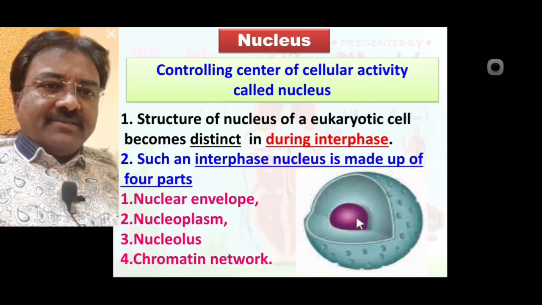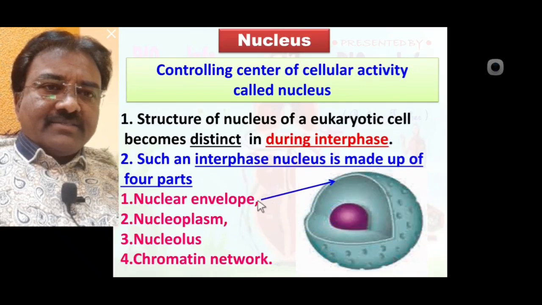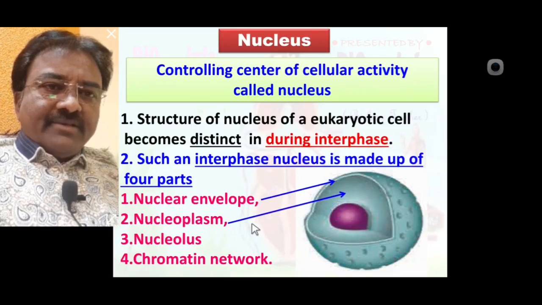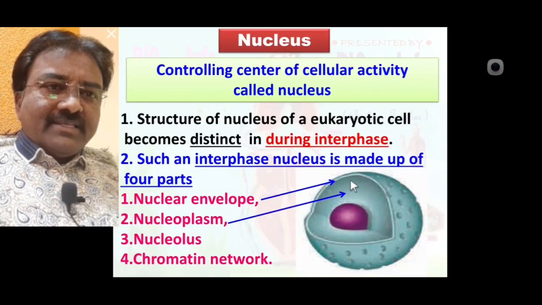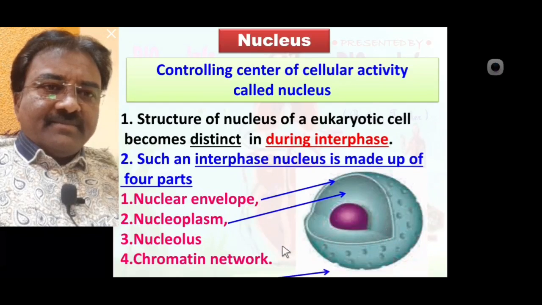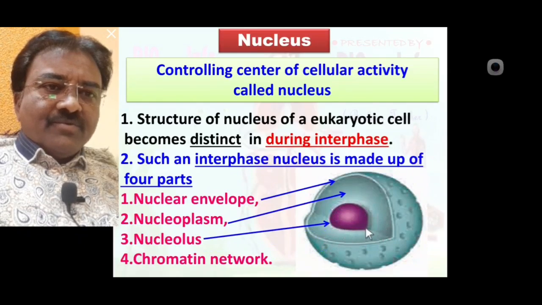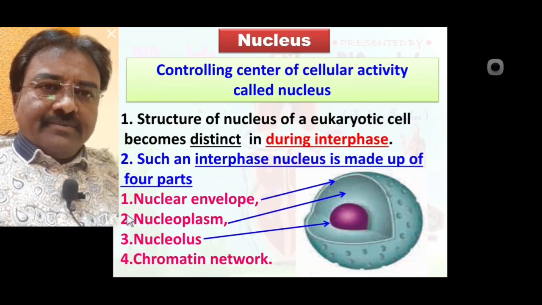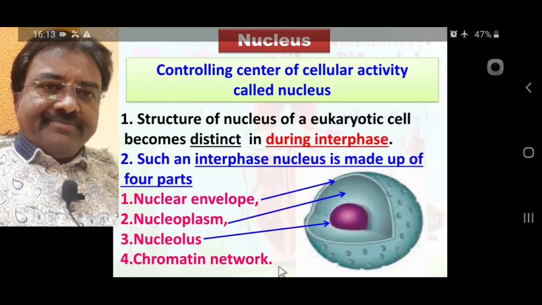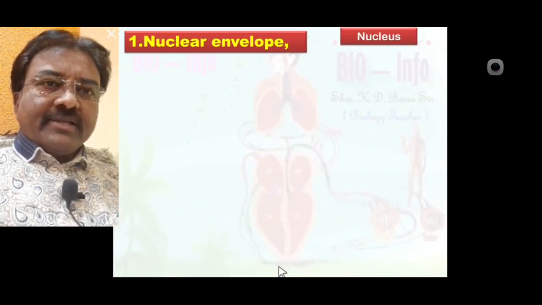Seen here in the diagrammatic representation. What is the nuclear envelope? Here this one is the nuclear envelope, means the covering of the nucleus. Inside it, nucleoplasm is seen. This one is nucleoplasm. This is the nucleolus, and in the nucleoplasm the chromatin network is seen. Today we learn all these 4 parts in detail one by one. First one is nuclear envelope.